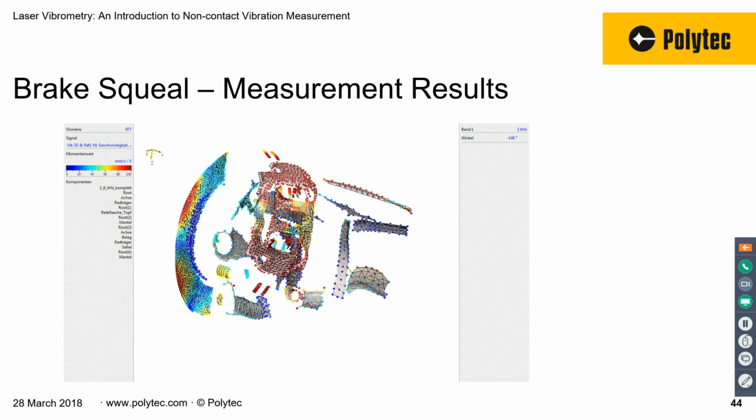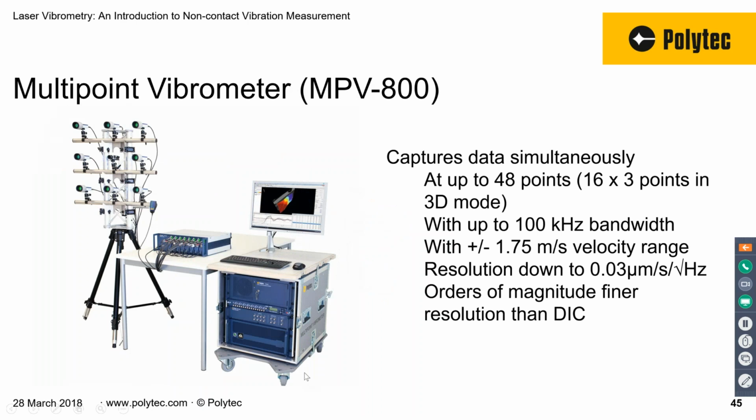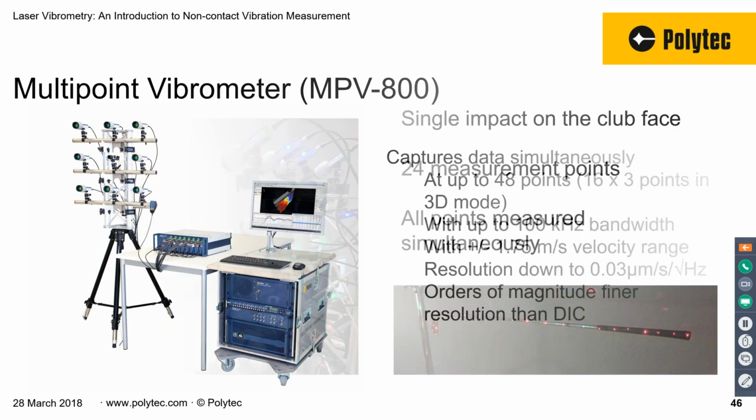It's simply impossible using conventional accelerometers, and also DIC, because DIC requires a surface finish and also simply just doesn't have anywhere close to the resolution that can be achieved with laser vibrometers. Here's our multi-point vibrometer, measured up to 48 points, 100 kilohertz bandwidth, 1.75 meters per second velocity range, and it's integrated with the exact same software that we developed for the scanning vibrometer, only we're measuring those 48 points simultaneously. So we can do operating deflection shapes, we can do time domain animations, and so on.